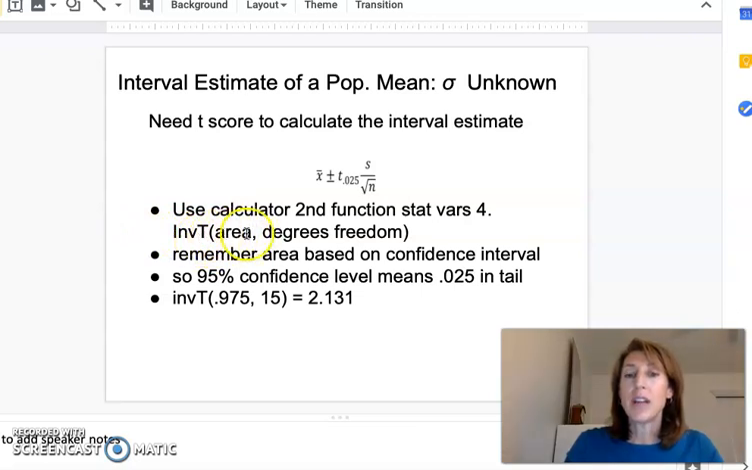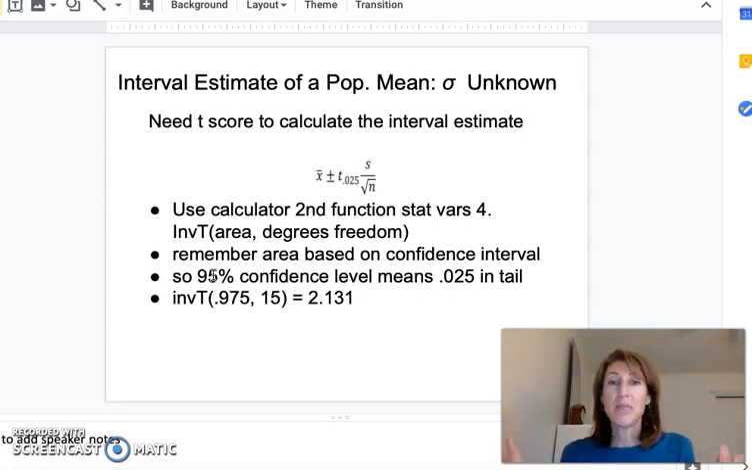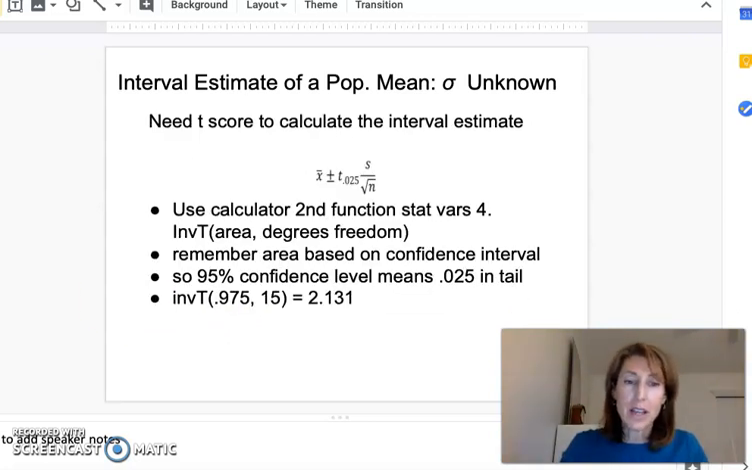You're going to put in the area that corresponds to the confidence level that we're looking for, and then you need to put in the degrees of freedom. Remember, the area is based on the probability under the curve, and if we're doing a 95% confidence interval, that means we want 95% of the data to fall around the mean. So there's 5% left over in the two tails. We divide that by 2, and that's where we get 0.025 in a tail and 0.025 in the other tail. What comes out of our calculator is left to right, so we add 0.025 to our 95%, and we want to find a t-score that corresponds to 0.975.